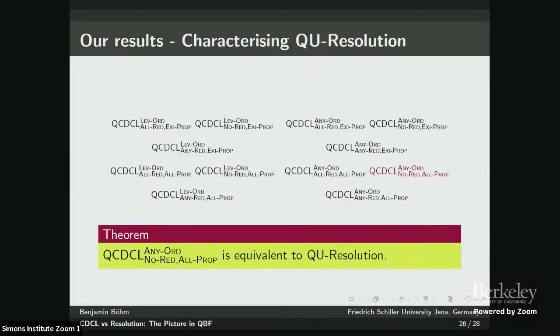Okay, so from these 12 systems, we look at this one, and we finally come to the last main result here, which says that this variant with any reduction, so with arbitrary decisions, no reductions, and potentially universal propagations is equivalent to QU resolution. So we've also characterized QU resolution now.